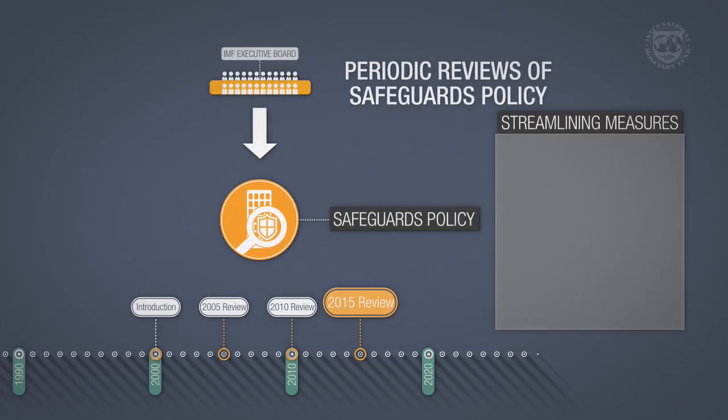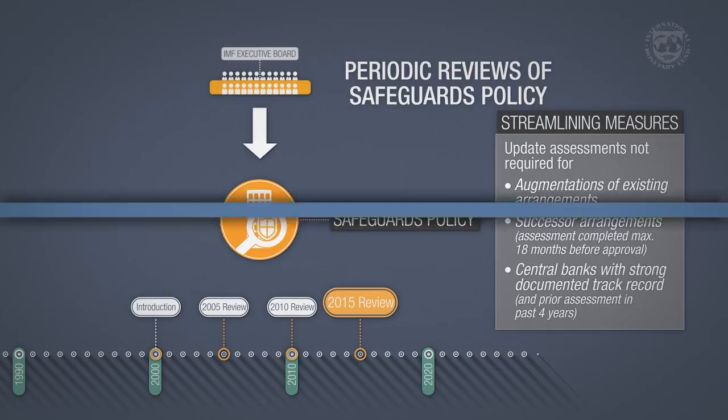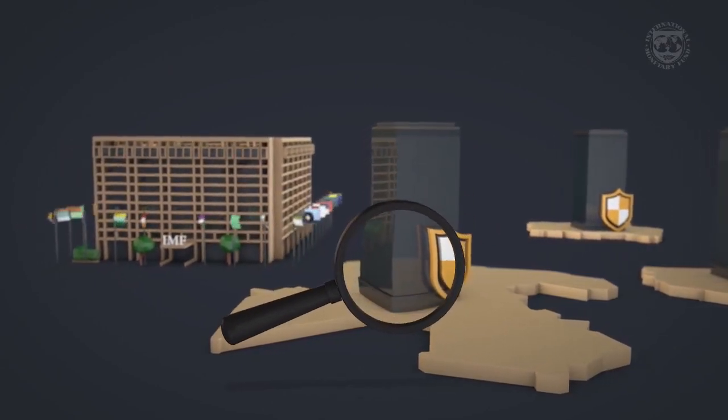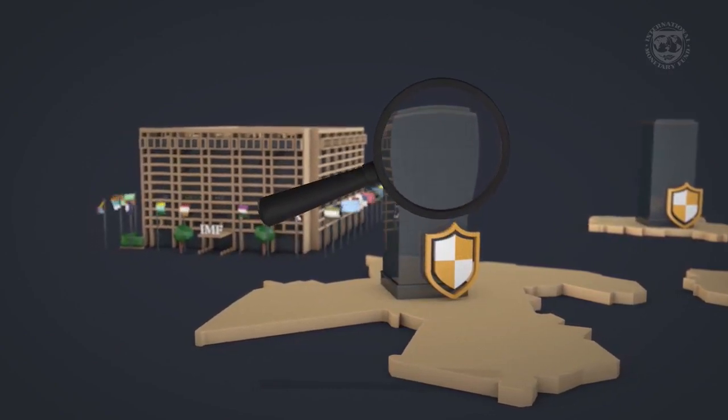Under the streamlining measures, update assessments will not be required for augmentations of existing arrangements, successor arrangements, or for central banks with a strong track record. The Executive Board noted that the safeguards process continued to help central banks improve their control, audit, and reporting practices.